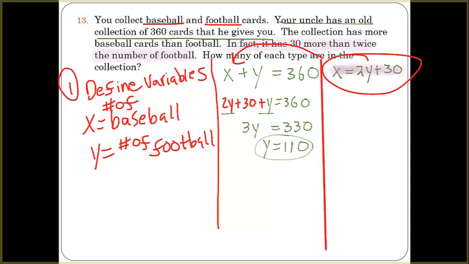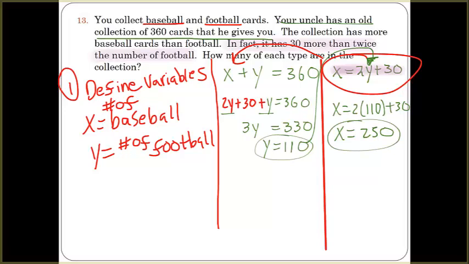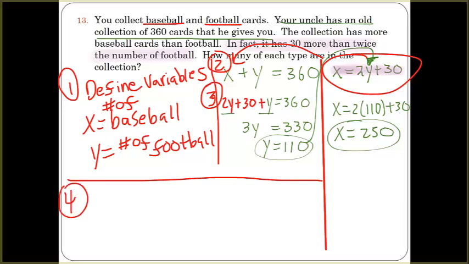And now I'm going to draw my arrow to the variable I plug this in, because again, I have some people that plug it into the wrong variable because they don't have that visual that helps their mind. But we have x equals 2 times your y value, which is 110, plus your 30. Okay, so then we have x equals 220 plus 30, which is 250. And there's your x value. So your second was setting up the equations. Your third was solving the equations. And now let's put this into fruition of a sentence. So here is your fourth step.